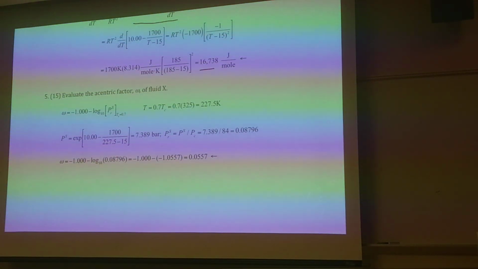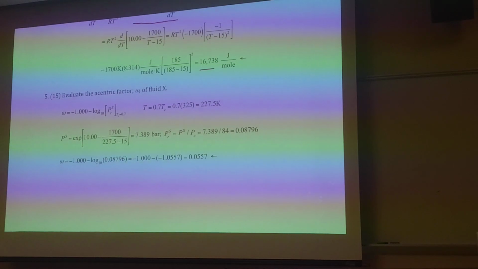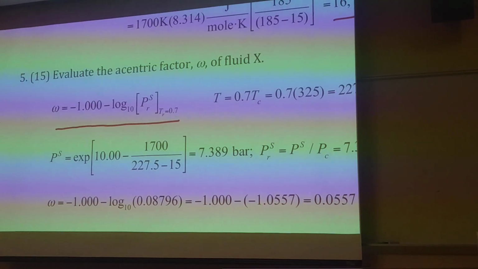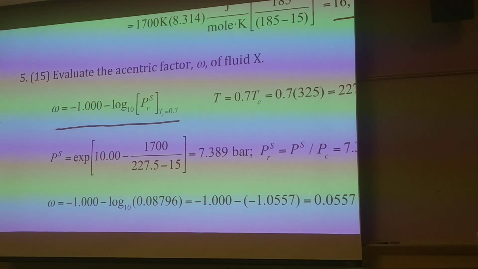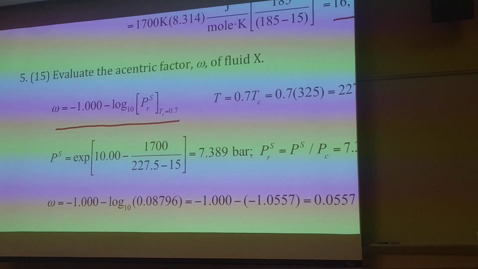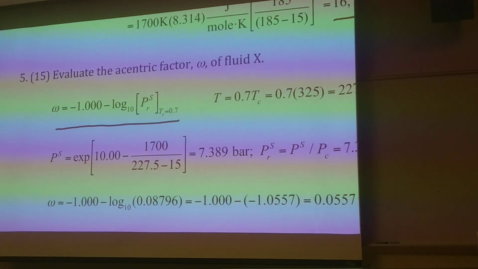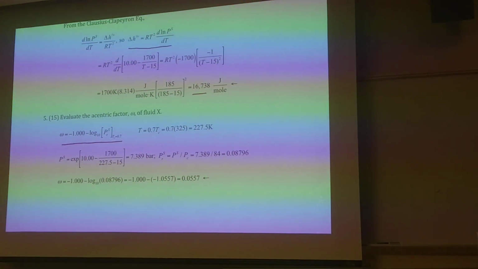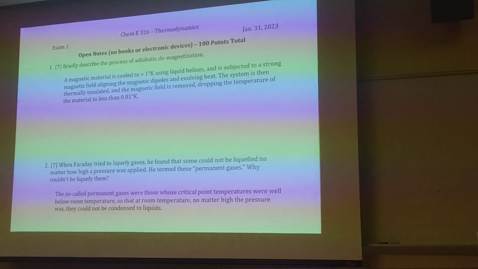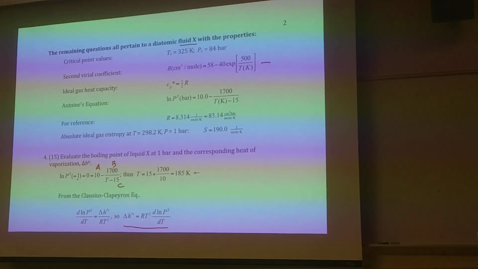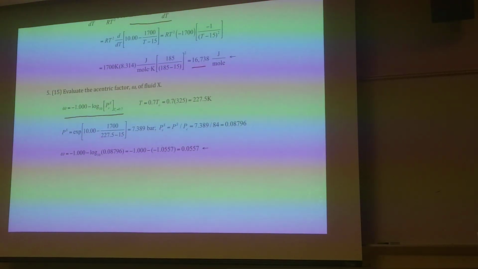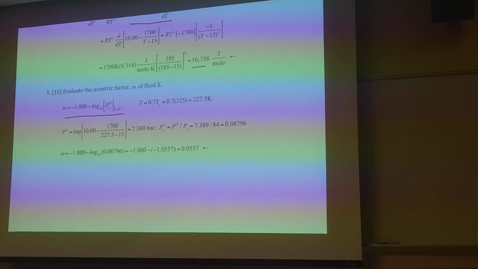You're asked next to evaluate the acentric factor omega for the fluid, and of course the most important thing is remembering the definition of the acentric factor, which is minus 1.000 minus the common log of the reduced vapor pressure at a reduced temperature of 0.7. So there are a number of things there to consider. First, we want to be able to calculate the vapor pressure at a reduced temperature of 0.7, and that is a temperature here of 227 K, because I wanted 0.7 times the critical temperature.